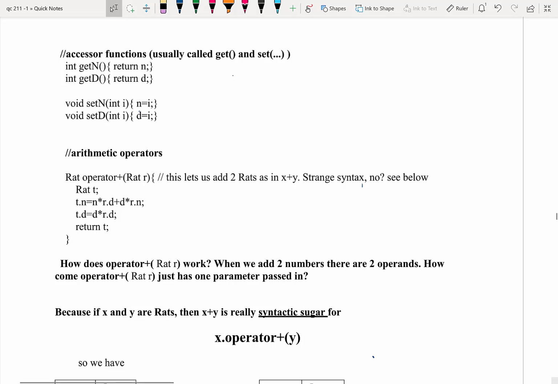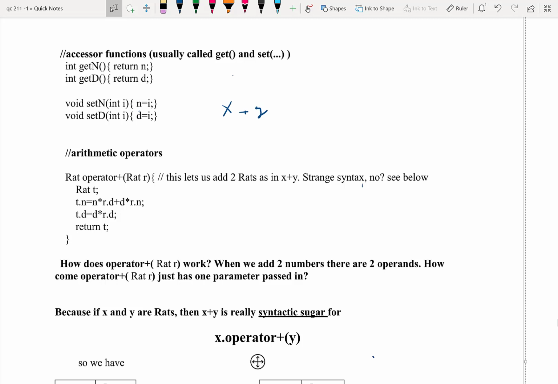We're going to start with the addition of two rational numbers. So if x and y are rats, we want to be able to do something like x plus y. So, of course, rats don't know how to do that. Rats don't know how to do anything unless we tell them how to do it. So how do we do this?